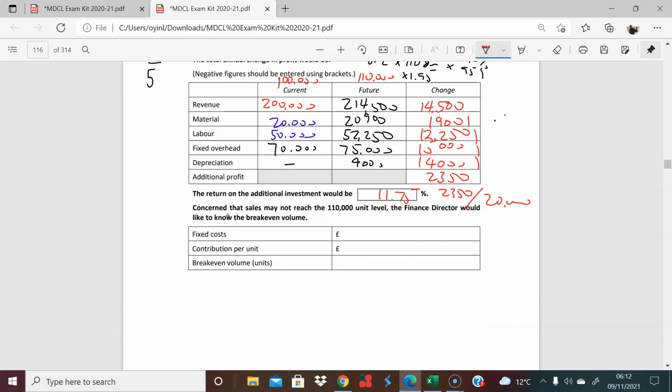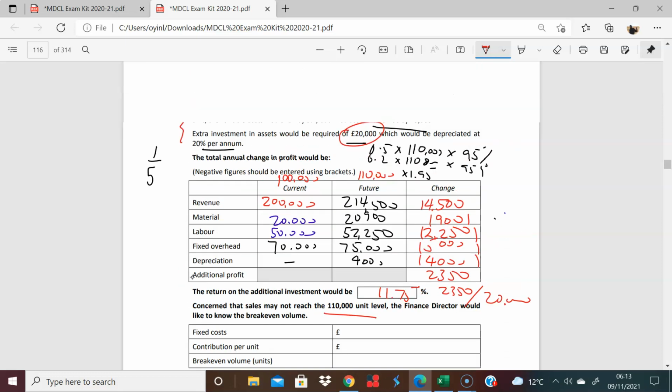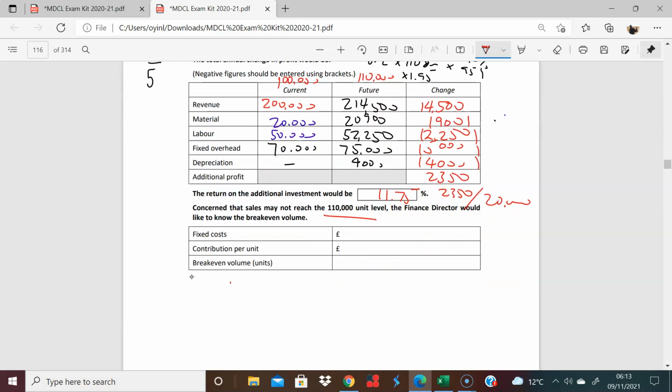Now, the question then goes on to ask us, concerned that the sales may not reach the 110,000, then what would the break even be? Well, what we need to decide is what our fixed costs are. Our fixed costs here are the 75,000 plus the 4,000. Oh, they've given us the table for it, I didn't see that. 75,000 plus the 4,000 is equal to 79,000.